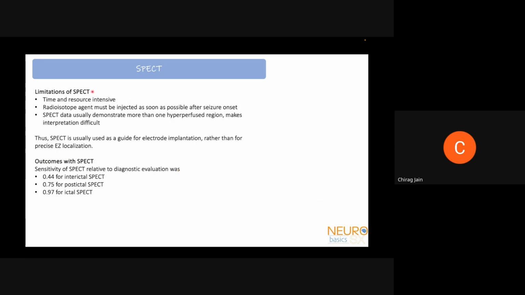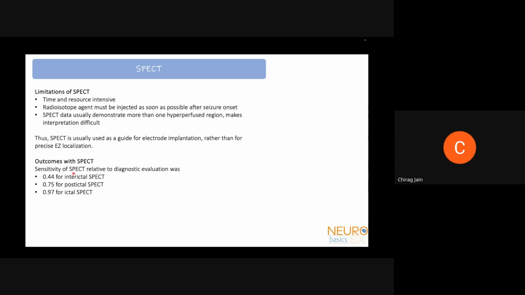The problem with SPECT is that it is a time and resource intensive technique. The radioisotope agent, as we discussed, has to be injected immediately, more or less within 45 seconds. SPECT data usually demonstrates more than one hyperperfused region, so that makes interpretation quite difficult. As we discussed, SPECT is not to particularly localize the EEG focus, but to give you an idea as to where you should implant the electrodes.